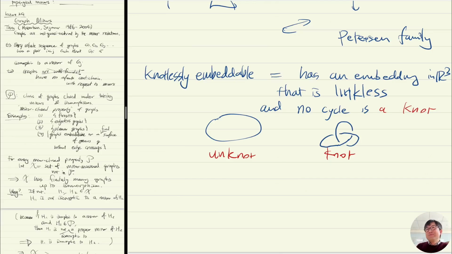So non-knottedly embeddable means you don't have two cycles forming a link and you don't have any cycle forming a knot. And this is also closed under taking minors, and there's a big open problem. What are the forbidden minors?